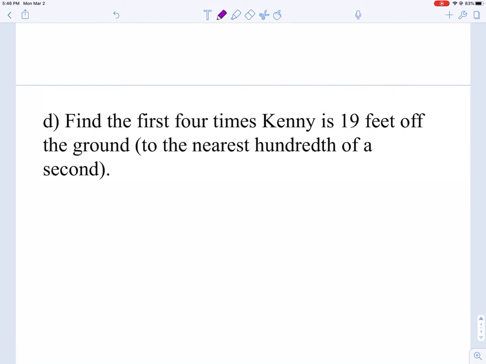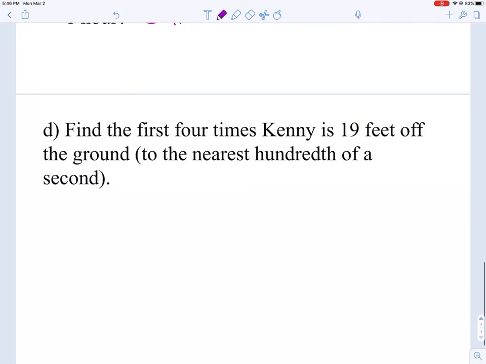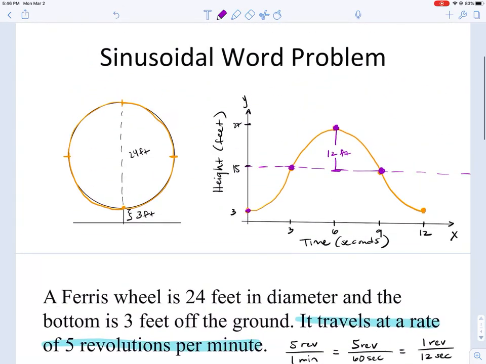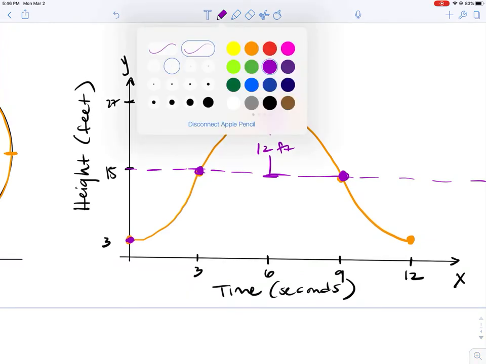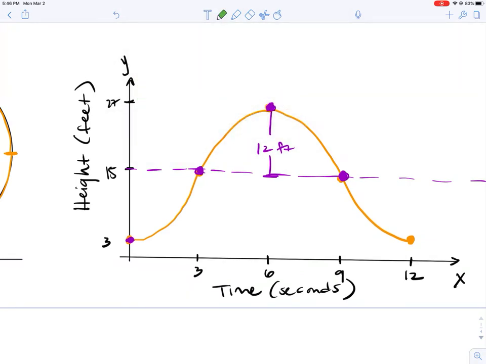To find the first 4 times Kenny is 19 feet off of the ground, I'm going to go back up here to our graph. So when he's 19 feet off of the ground, let's say it's approximately there. We want to know what these times are, the first 4 times. So we would need 1 more period graphed, which I have on my calculator. We would want to know what those times are for when Kenny would be 19 feet off of the ground.